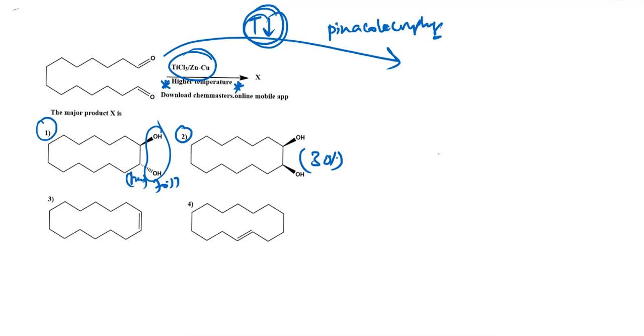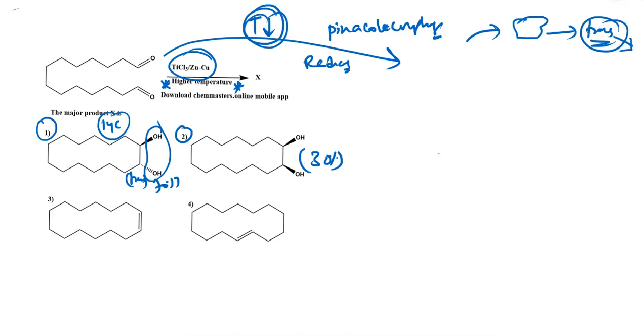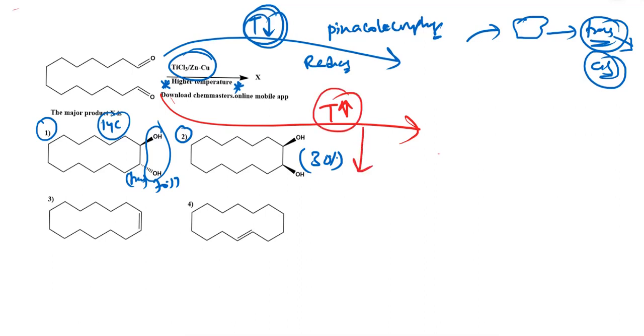Why is the trans product major? Because the reaction takes place through a radical mechanism, and the ring is a 14-carbon ring. Whenever the carbon size increases in a ring, the trans alkenes are major when compared with cis alkenes. Just note this point. Now, if the same reaction takes place at higher temperature, as given here in this reaction, the reaction is called the McMurry reaction.